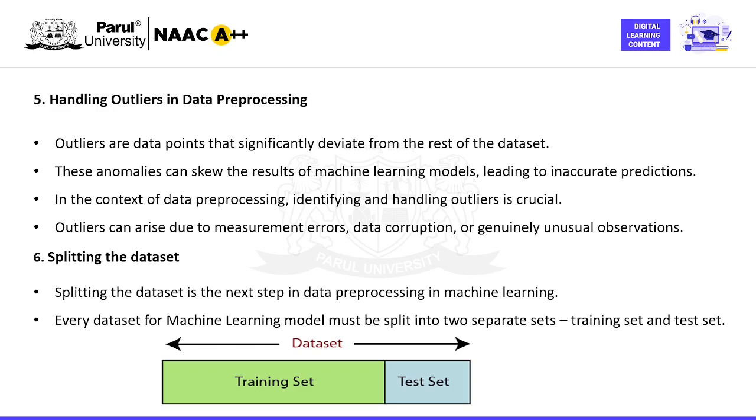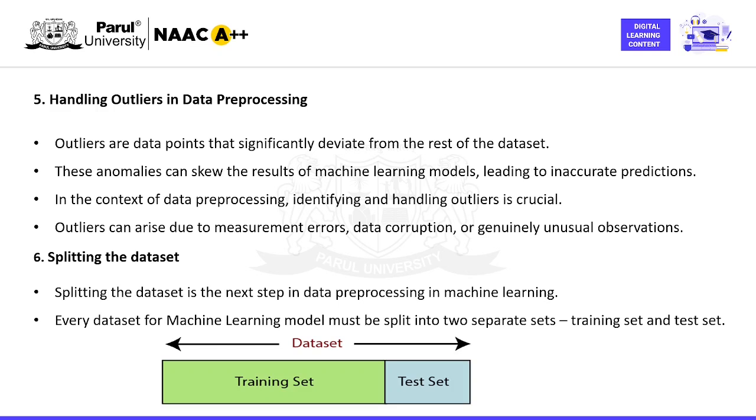The next one is splitting the data set. This one is very, very important because every learning model has two data sets. One is the training data set and another one is the test data set. We will discuss it later in detail.